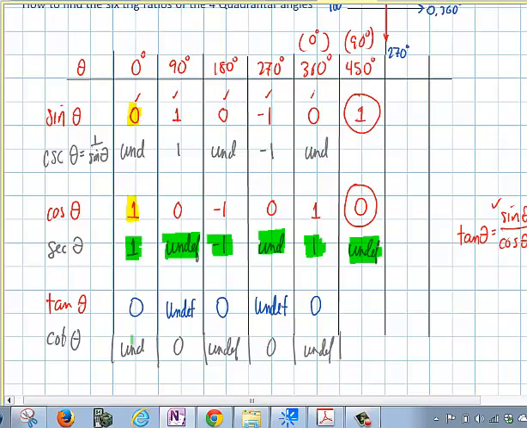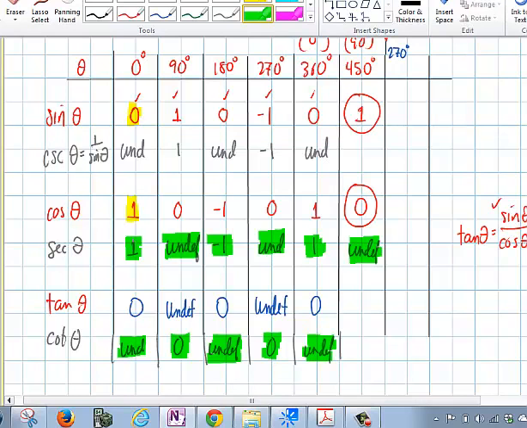Now, on tangent, when you do the reciprocal of 0, you get undefined. And when you do the reciprocal of undefined, you get 0 because you're taking what you were dividing by 0 before, and now 0 is in the numerator, and the number is in the denominator, so it divides and works. So you could follow the pattern here. So hopefully this has helped you figure out what the quadrantal angles are for all trig ratios.